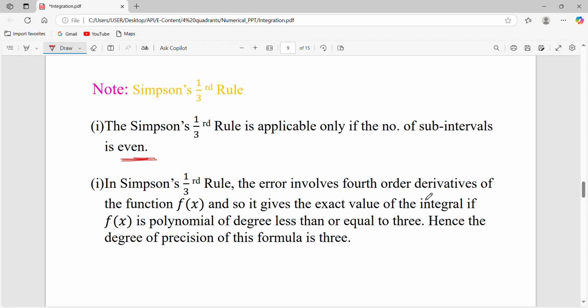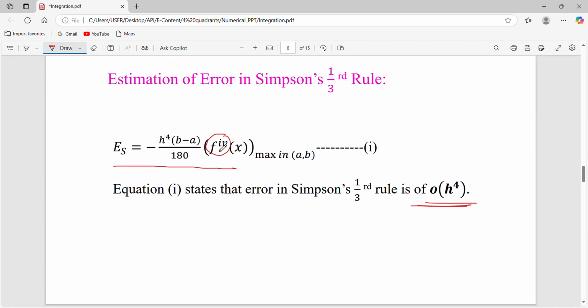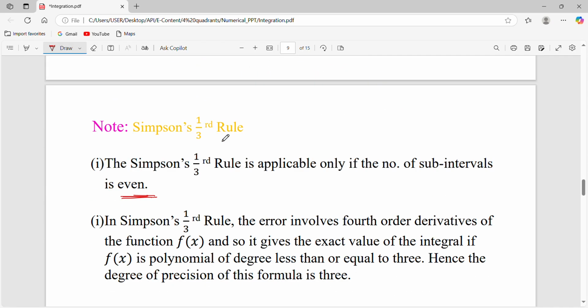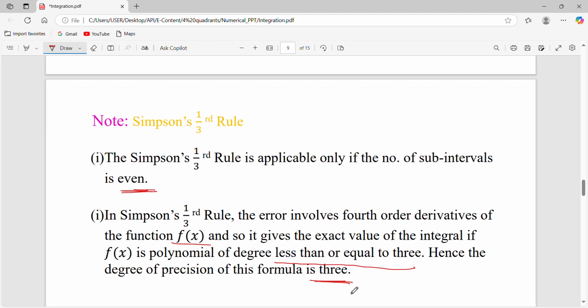Next, in Simpson's one-third rule, the error involves the fourth order derivative, as we have already seen. The error involves the fourth order derivative of the function f(x). It gives the exact value of the integral if the polynomial is of degree less than or equal to 3, so the degree of precision of the formula is 3. Again there is a difference: the trapezoidal rule has degree of precision 1 and Simpson's one-third rule has degree of precision 3.